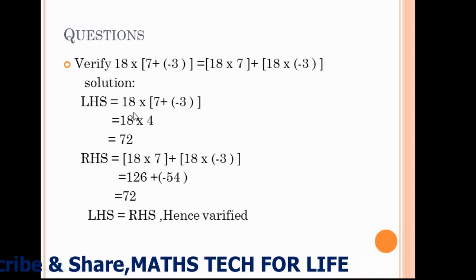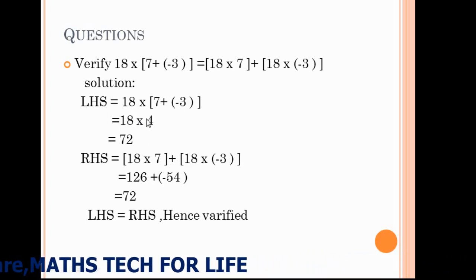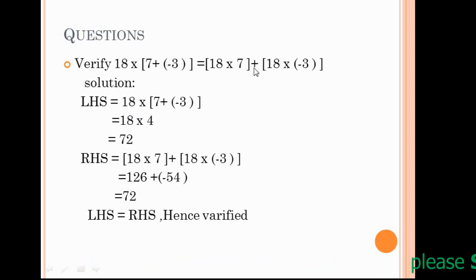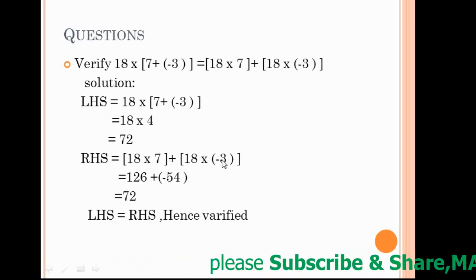So you will get 18 multiplied by 4. Both are positive integers, so 18 multiplied by 4 is 72. Now go to the RHS part. The RHS part is 18 multiplied by 7 plus 18 multiplied by negative 3.